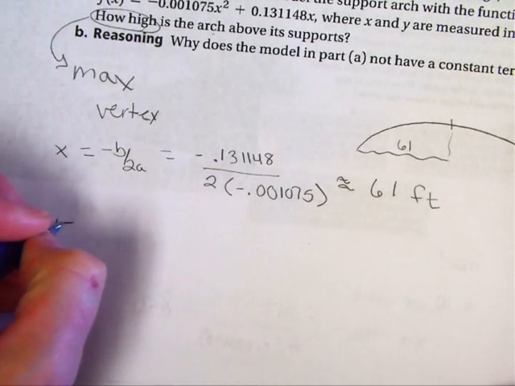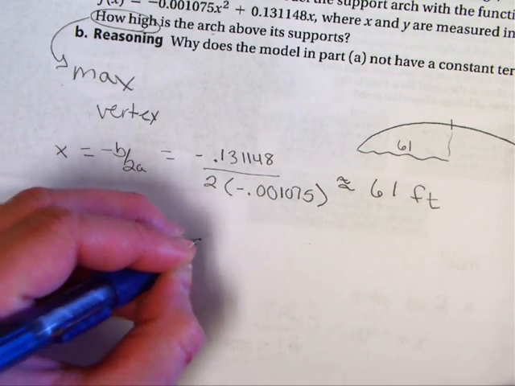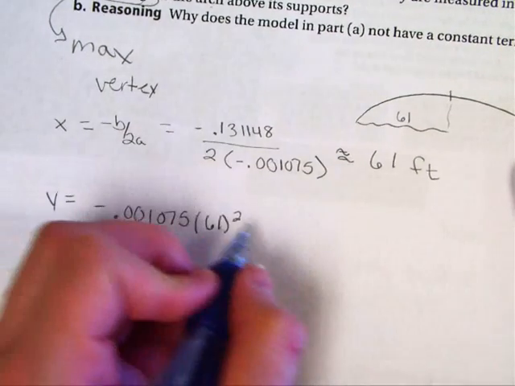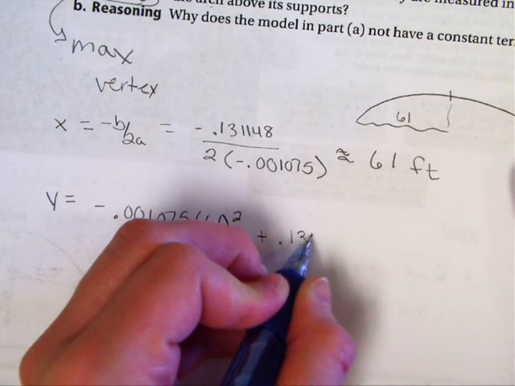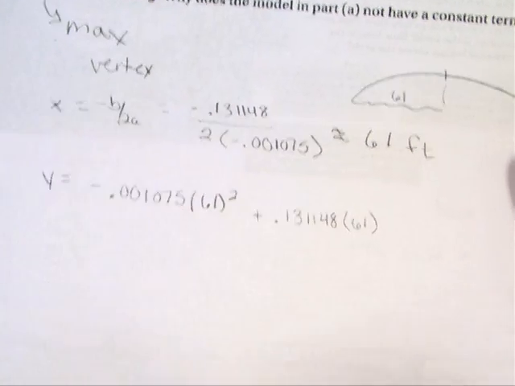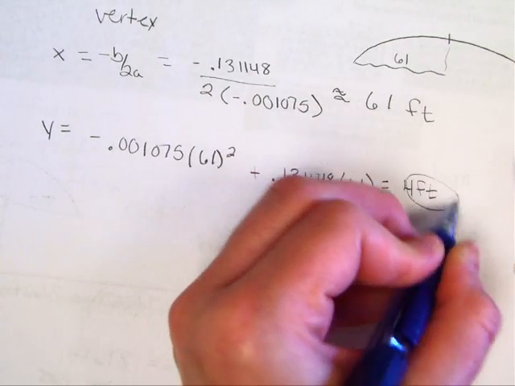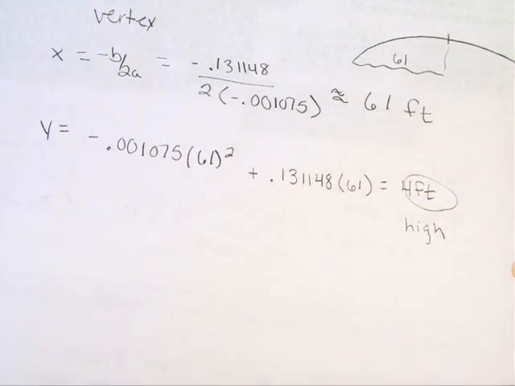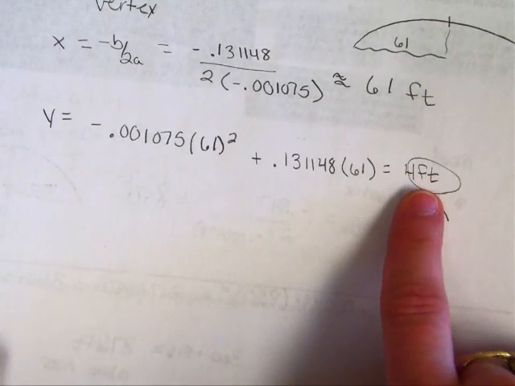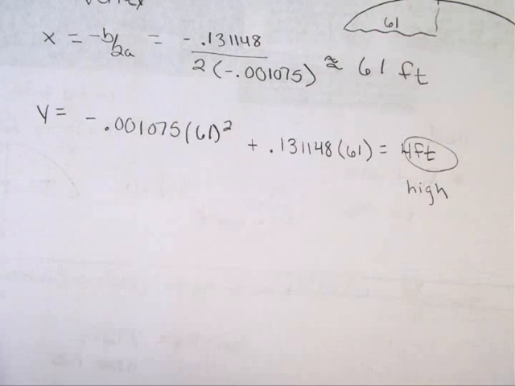So plug in 61. Y equals negative 0.001075 times 61 squared plus 0.131148 times 61. Plug that in. You will figure it's only about 4 feet high. It's probably because they didn't have a lot of machinery back there to make them real high. But that's about 4 feet above the water. And if you look, it's going to be about 120 feet long total.